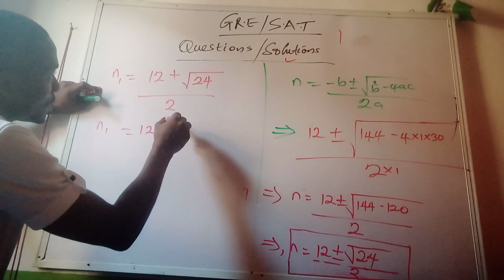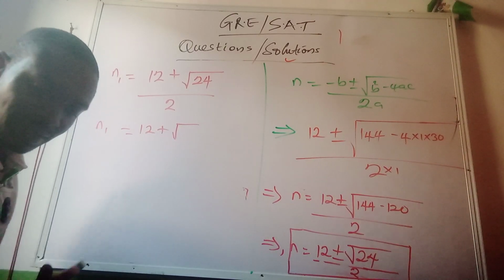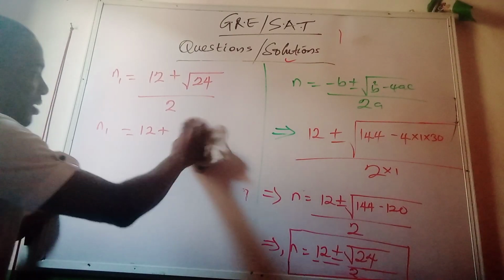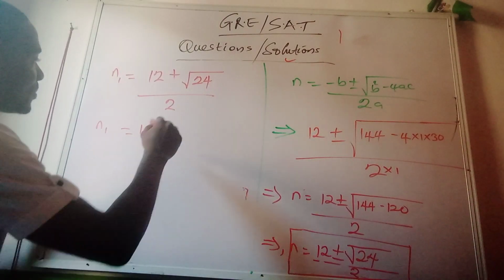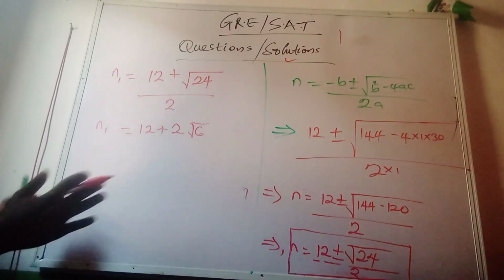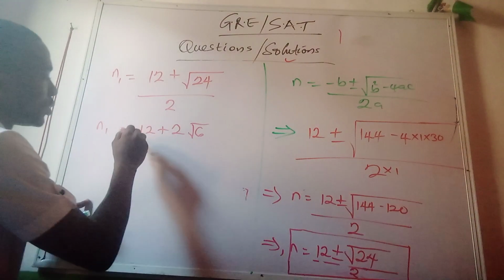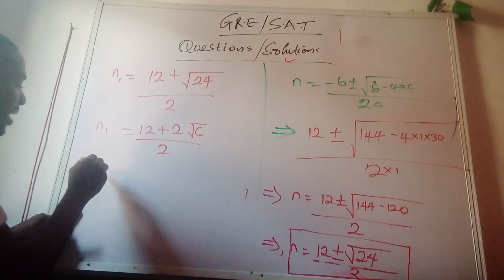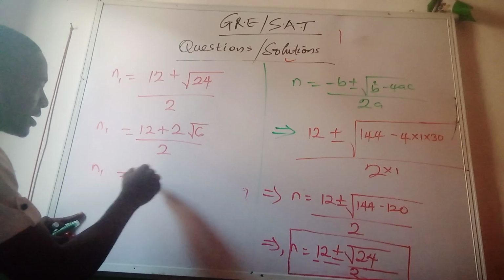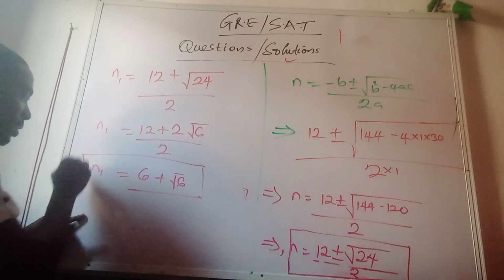Now for the first n, I can have 12 plus, how will I put it? 24 is the same thing as 8 times 3 or 4 times 6. Let me use 4 times 6. Using 4 times 6, I'm going to get 2 root 6, because 4 has a perfect square, the square root of 4 is 2. I brought that 2 out, over 2. So finally, I'm going to be having 6 plus root 6. That is the first answer for n.